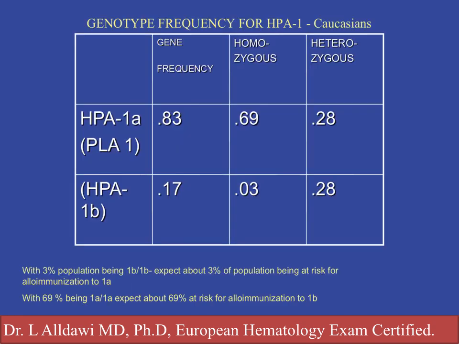Now, as you can see in this slide, 3% of the population are 1B, 1B. So 3% of the population are at risk of alloimmunization to 1A, while 70% of the population are 1A, 1A, so 70% are at risk of alloimmunization to 1B.